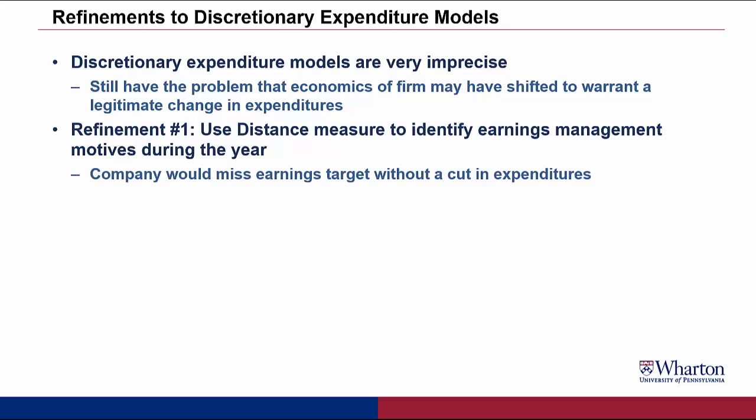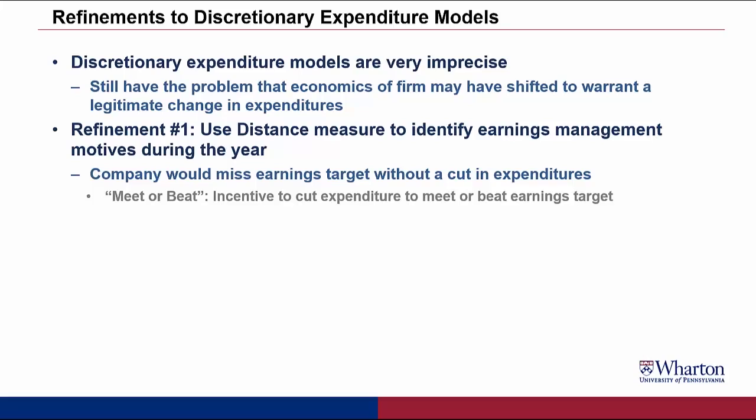So one type of company the distance measure will help us identify is a company that would miss its earnings target without a cut in expenditures. For example, unless they cut their R&D expense by, say, 2%, they won't meet their earnings target. We're going to call these meet or beat firms. So their incentive is to cut their expenditure just that little bit so that they can meet or beat their earnings target.